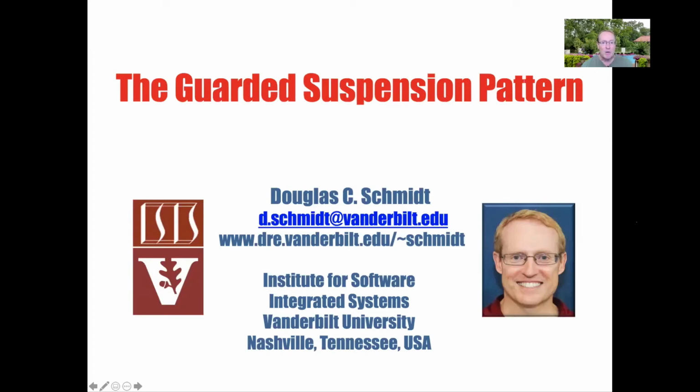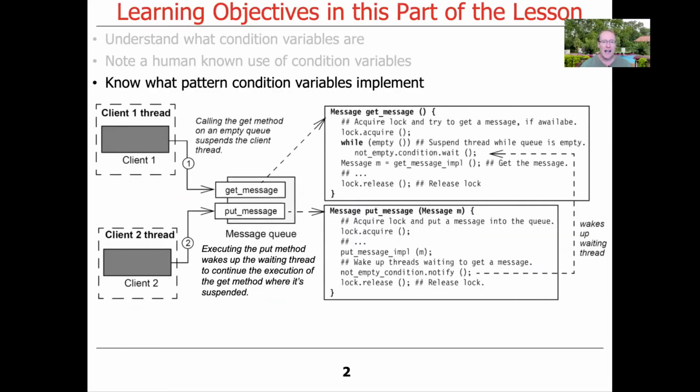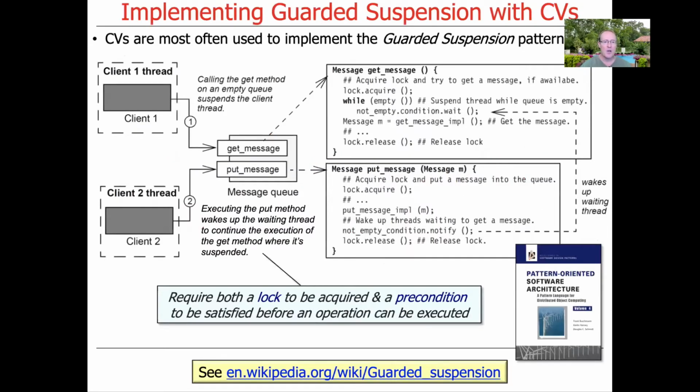So now that you know a little bit about what a condition variable is, which of course is the underlying concept upon which Java condition objects are based, let's talk about another aspect of this. We're going to talk about something called the guarded suspension pattern. The guarded suspension pattern is what's typically used when you implement programs that use condition variables. And we'll talk about this in more detail.